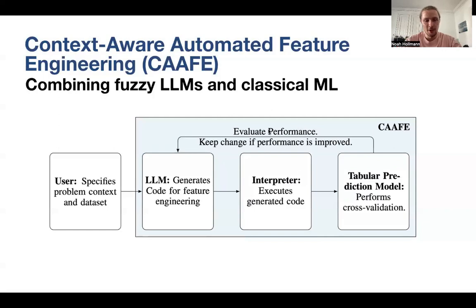Now in CAAFE, the user first specifies the problem context and the dataset. This is then given to a large language model, which generates hypotheses for transforming the table by just generating Python code that does so. This code is then executed by an interpreter, and then the performance after this feature engineering, after executing that code, is validated on the dataset. And if the engineering was successful, if it improved performance, the changes are kept. And if it wasn't, they are discarded. And this is iterated over multiple times. So CAAFE can also build on previous engineering iterations.